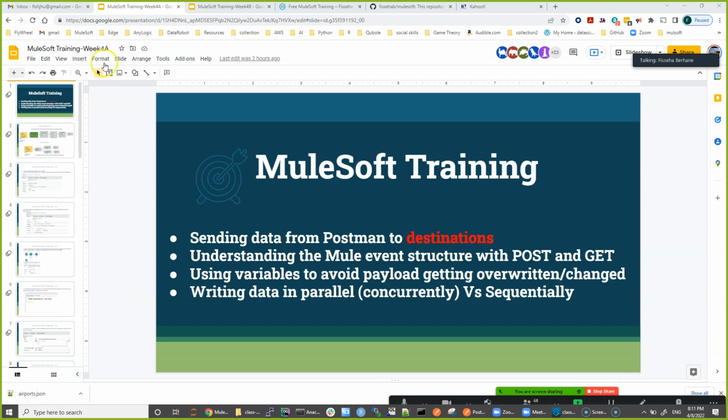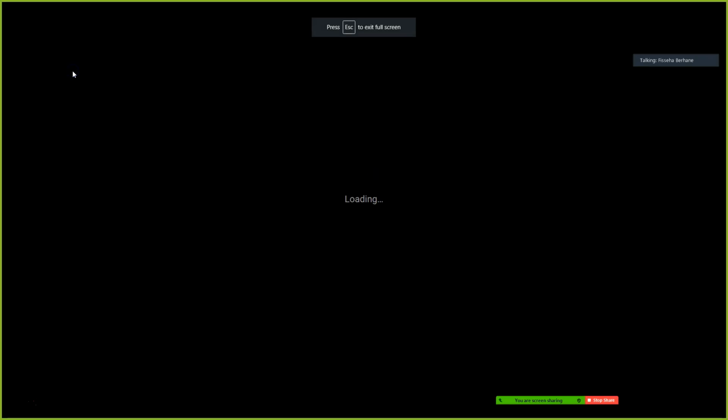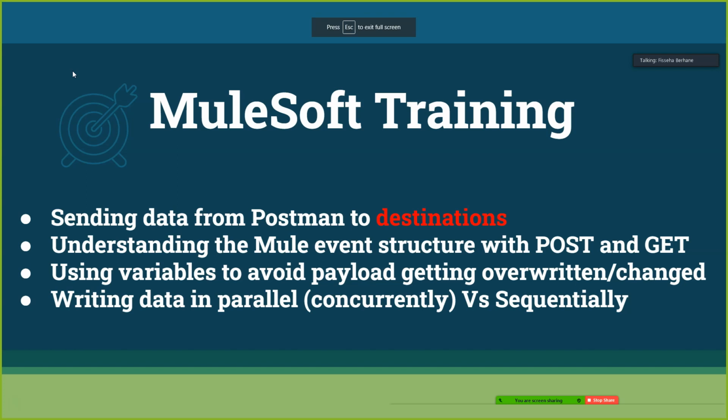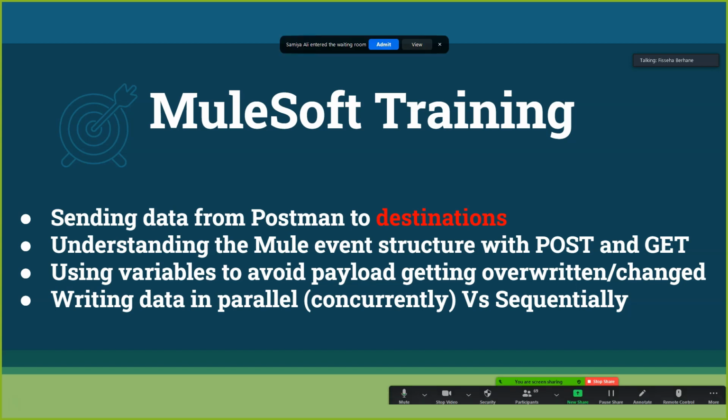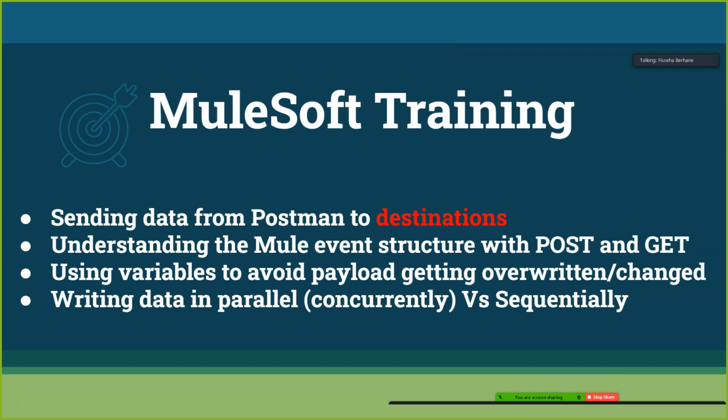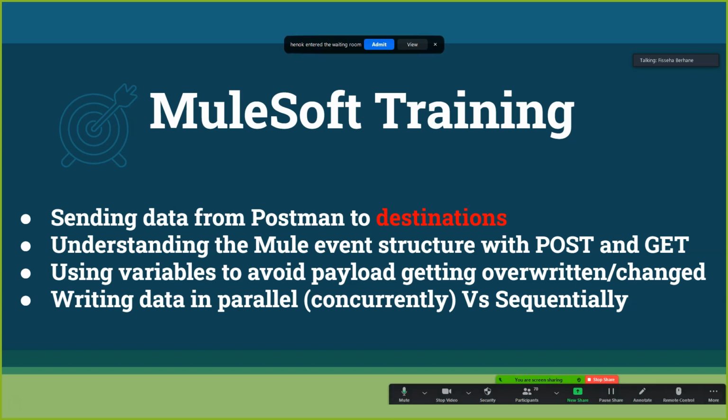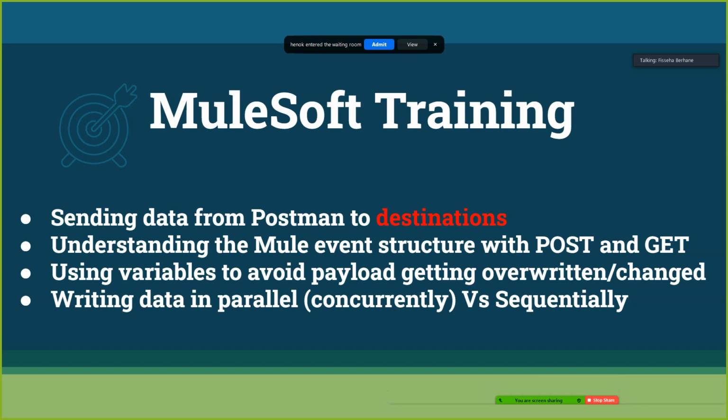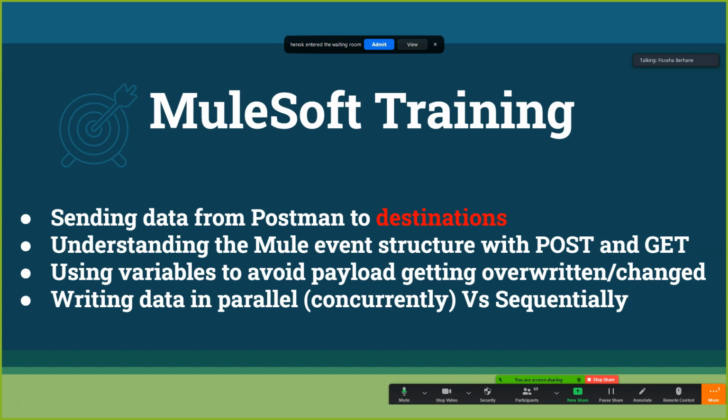So today, let me make this slideshow. Today we are going to talk about the points shown here, sending data from Postman to destinations. When I say sending data from Postman to destinations, you can think about automating sending data from, for example, a sister company to a parent company. Or, for example, a hospital and patients' data, they want to automate sending it to the Food and Drug Administration, the FDA, or to the Human and Health Services.